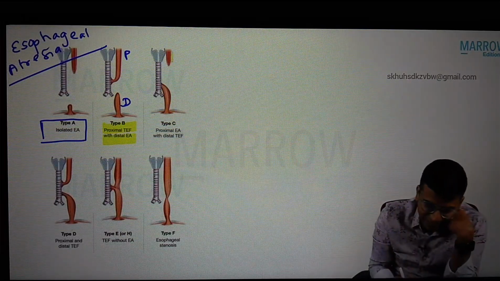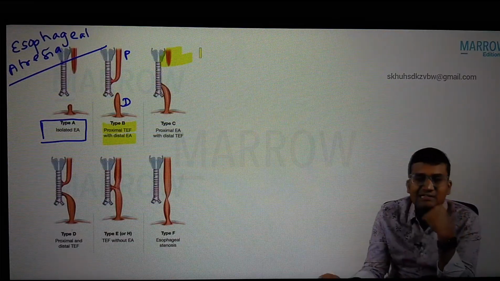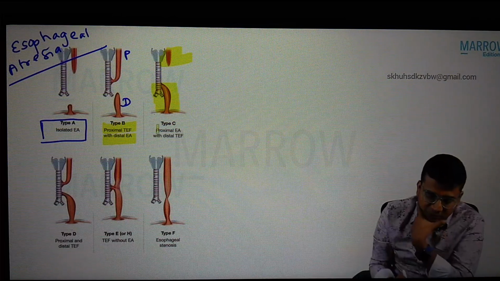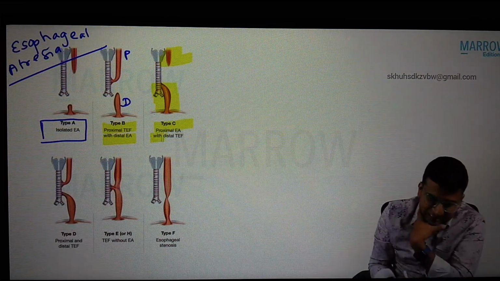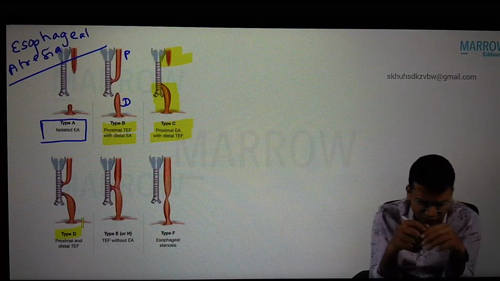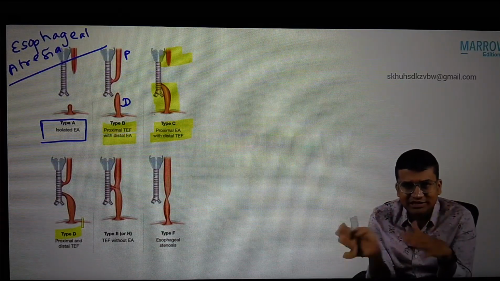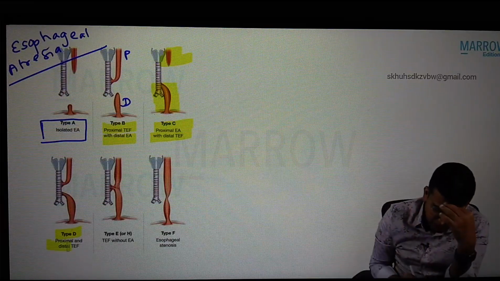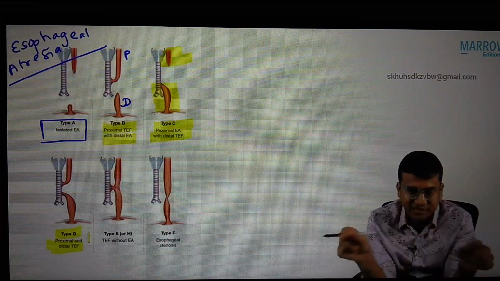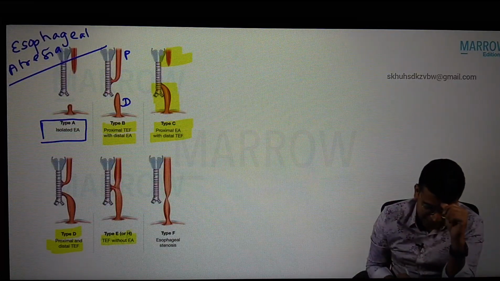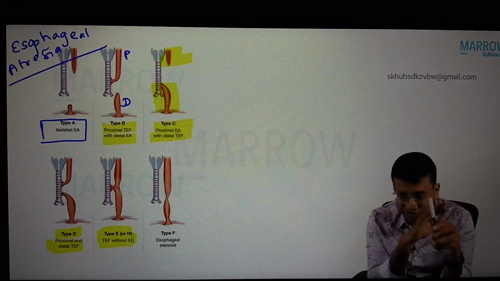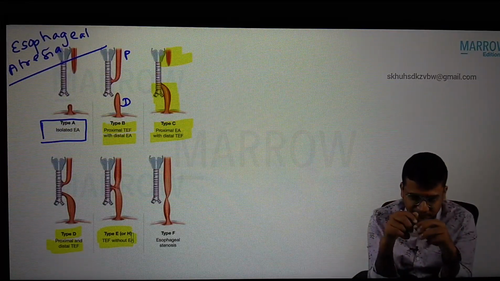Now see type C. In type C, the proximal end of the esophagus ends as a blind tube, and the distal end of the esophagus is communicating with the trachea. So proximal esophageal atresia and distal tracheoesophageal fistula. Type D. Now we have a communication between the trachea and esophagus in the upper part and the lower part. So proximal and distal tracheoesophageal fistula. No esophageal atresia. Type E. Yes, we have the tracheoesophageal fistula without esophageal atresia.